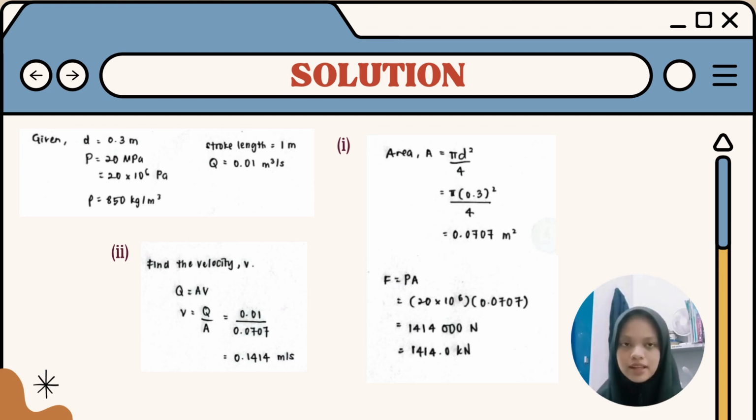Next we need to find the velocity. Given Q equals A V, we change the position, make V the subject, so V equals Q over A. Given the Q we already know, which is 0.01 meter cubed per second, over 0.0707, we get 0.1414 meter per second.